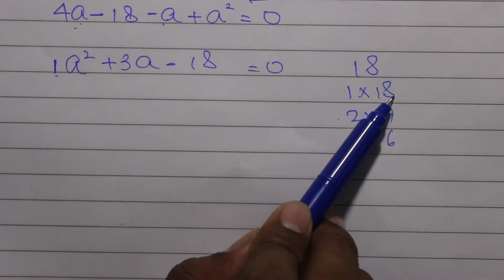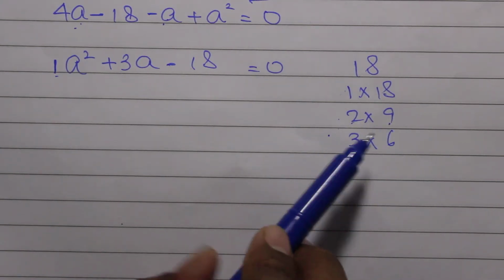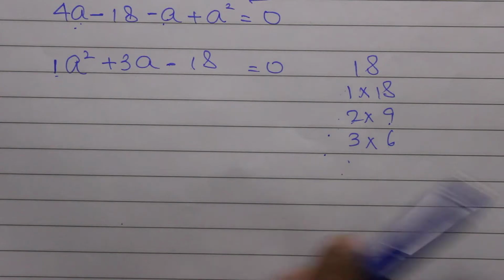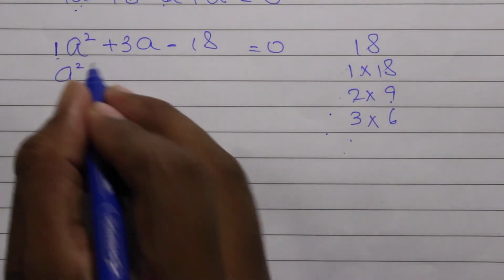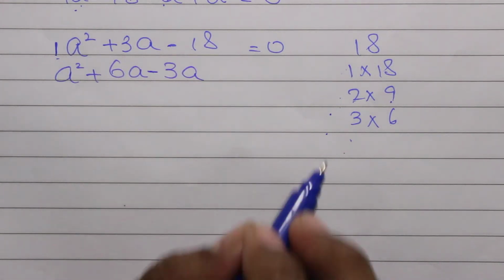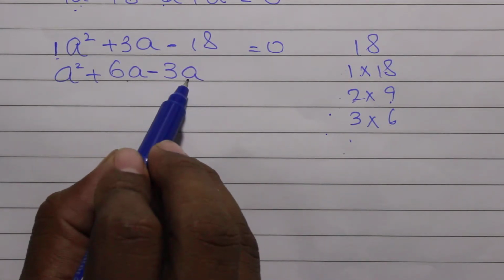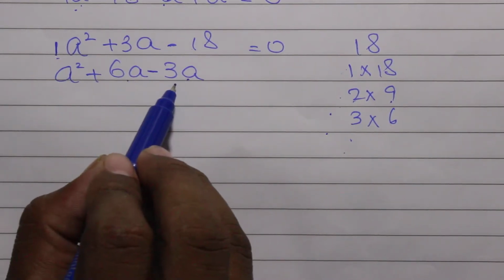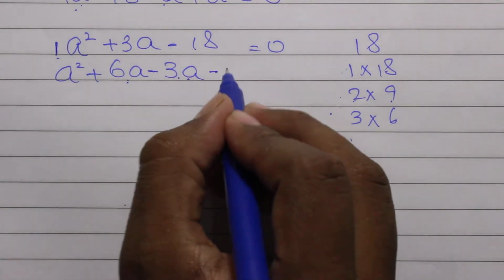When I subtract 18 minus 1, it will give you 17. When I subtract 9 minus 2, it gives you 7. When I subtract 6 minus 3, it gives you 3. So instead of 3a, I will write plus 6a and minus 3a. Come again, reverse the action. 6a minus 3a, when you reverse it, 6a minus 3a will give you 3a. So minus 18 will remain as it is.